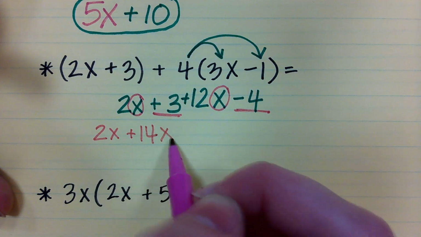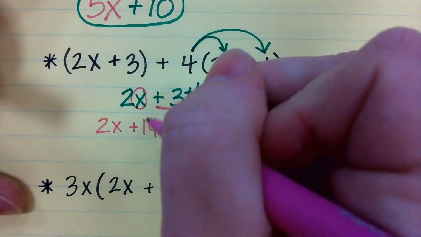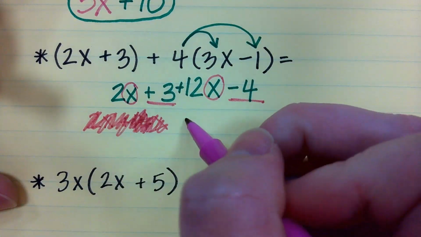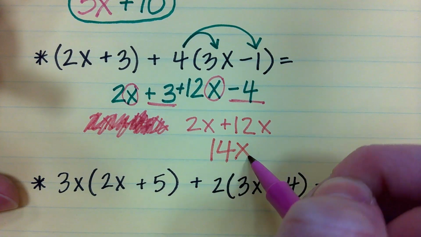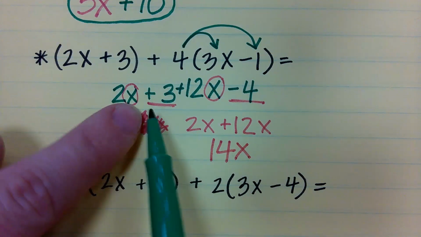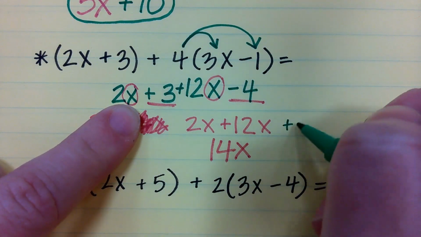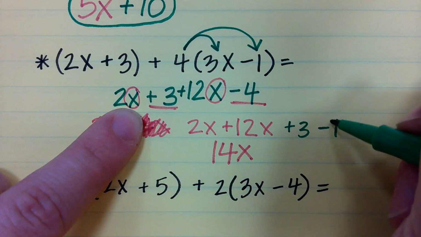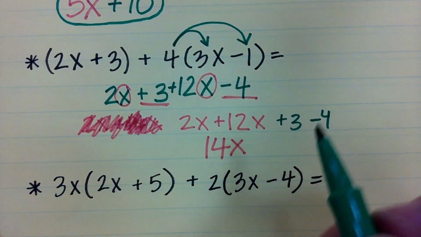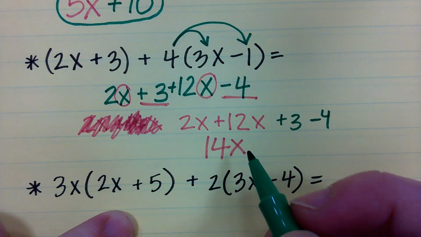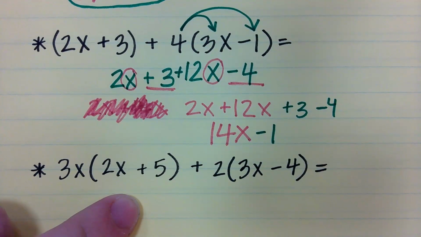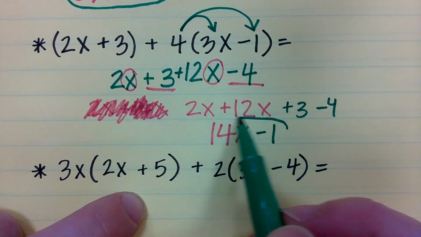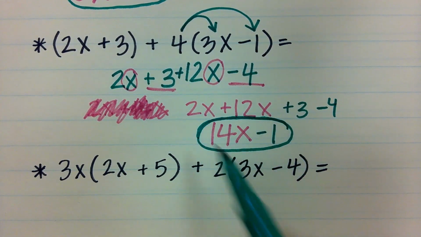You don't have to, but I wrote 14. My goodness, guys, I'm getting ahead of myself. Okay, sorry. 2x plus 12x, and underneath I'll write that 14x. And then I had plus 3 and minus 4. Awesome. Plus 3 minus 4 is negative 1. So what do I write beside 14x? Yeah, minus 1. And can I do anything else here? No, I'm done. So I'm going to circle my answer. Very, very nice.